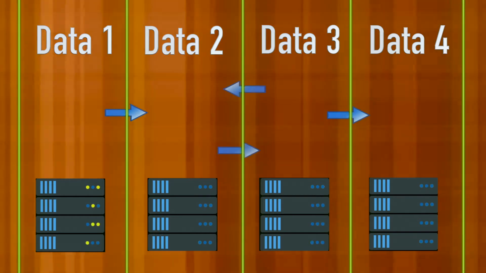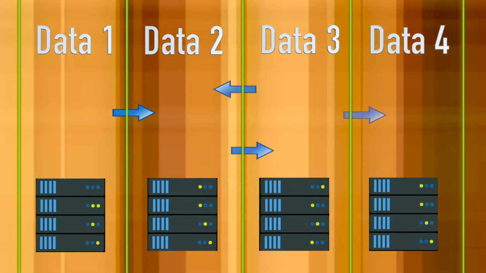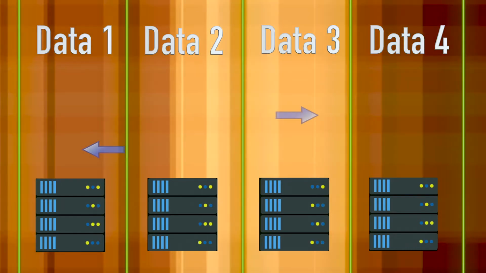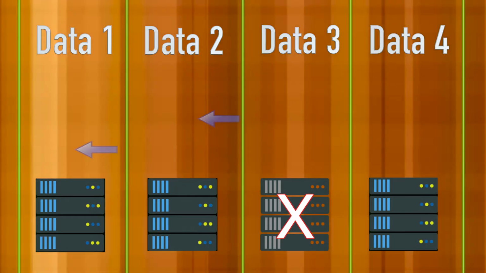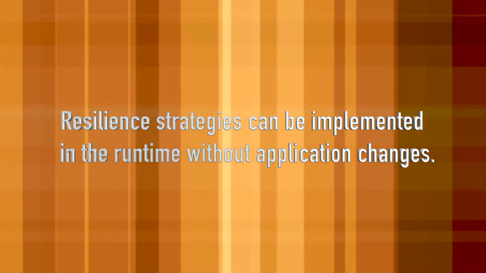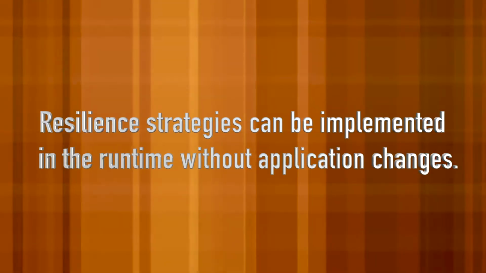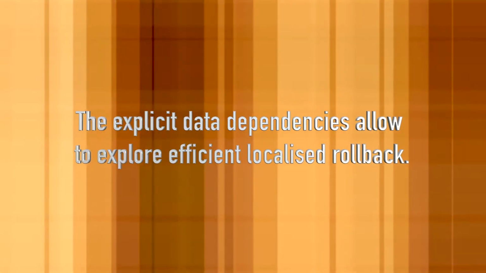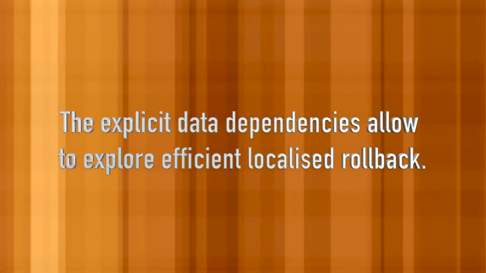For resilience, exciting opportunities arise with the AllScale runtime. Since it can track data dependencies, the runtime allows to implement rollback recovery mechanisms without modifying applications and are very efficient. Resilience strategies can be implemented in the runtime without application changes. The explicit data dependencies allow to explore efficient localized rollback.